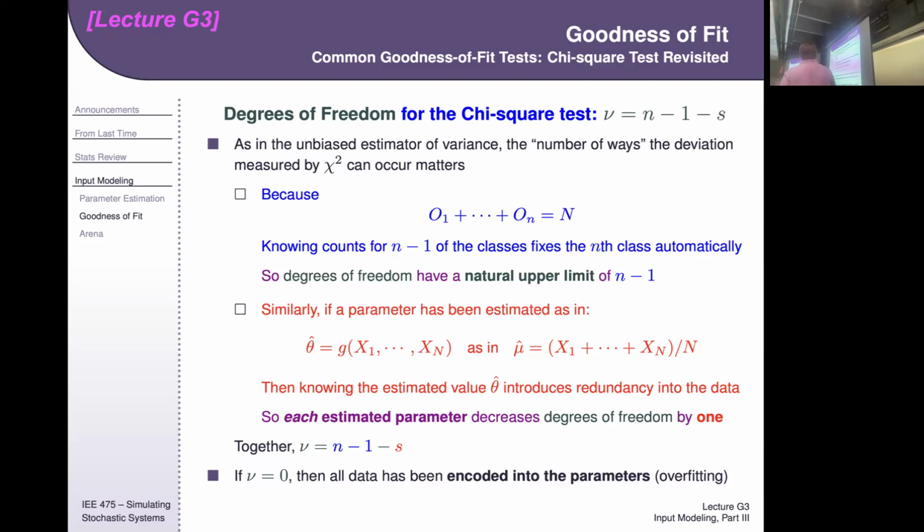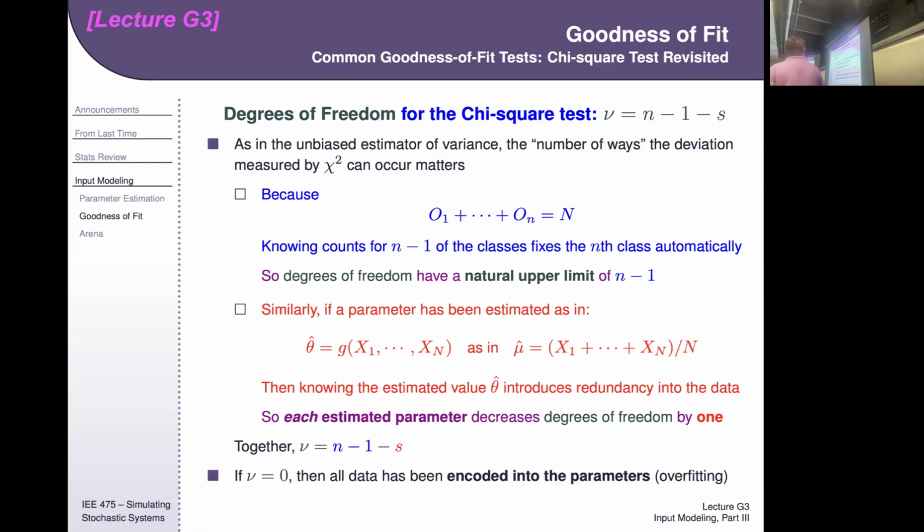That gets worse when you estimate parameters. So if in order for you to calculate the expected counts, you have to calculate a mean to plug into that distribution, you're going to set up another one of these simplexes. You're going to set up another one of these things where you're going to say, well, I know the mean is this. I calculated it. It was a function of all these data. Well, that means that if you knew the mean and you knew all but one of those data, you could solve for the other one.